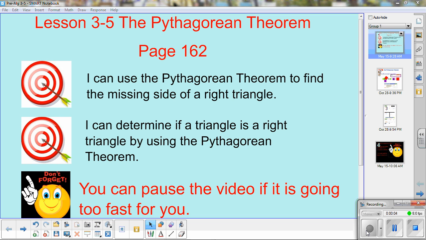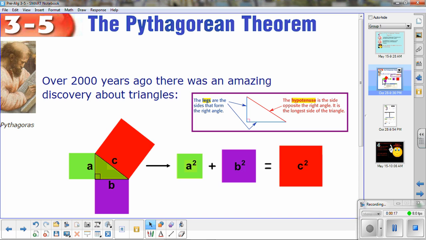In Lesson 3.5, the Pythagorean Theorem, you will be using the Pythagorean Theorem to find the missing side of a right triangle. You'll also be using the converse of the Pythagorean Theorem to determine whether or not a triangle is a right triangle. Over 2,000 years ago, there was an amazing discovery about triangles.